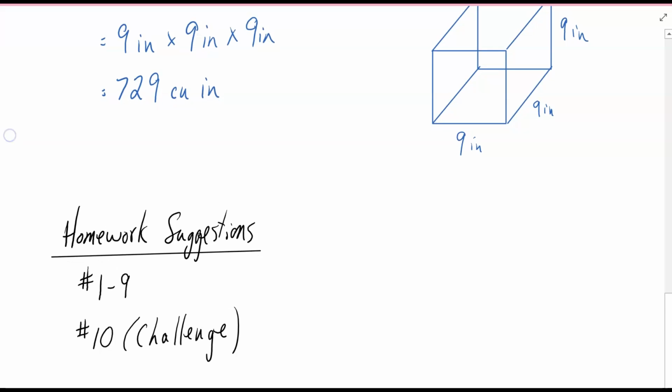The homework suggestions that I have from this unit, which is Unit 26, are work on questions 1 to 9, do 10 if you're up for a challenge.